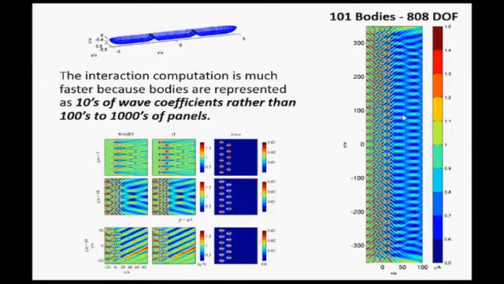Whereas when we do it in the interaction theory, instead of representing this body directly by its panelization, precisely by its geometry, we're instead representing it by its waves. And we really only need 10 to 20 to 30 coefficients to represent the body's waves. So instead of 2,000 unknowns, we have 20 or 40 unknowns. And so that's why the interaction theory is much, much faster.